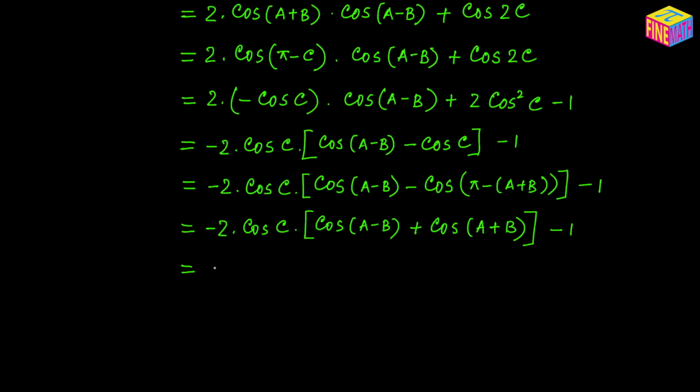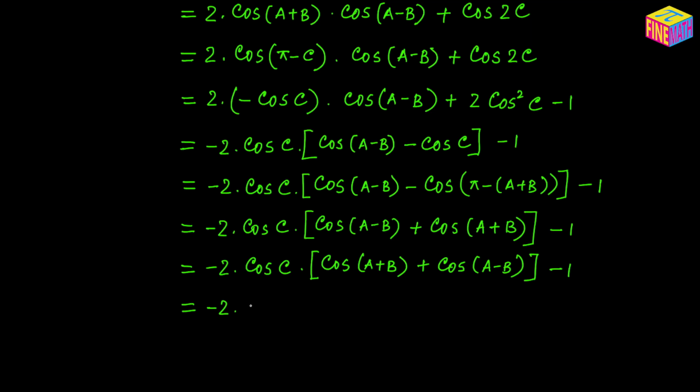And from here, can we say that this is equal to negative 2 times cosine of c times, within the bracket I am going to rearrange the terms a little bit. I am going to write the cosine of (a plus b) as the first one, because both of them are positive terms here, so we can rewrite them a little bit like this. So we can say cosine of (a plus b) plus cosine of (a minus b) and minus 1 outside of course.